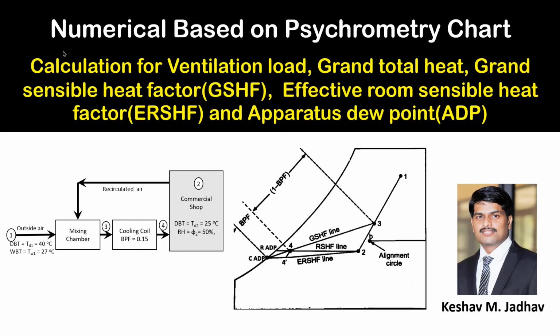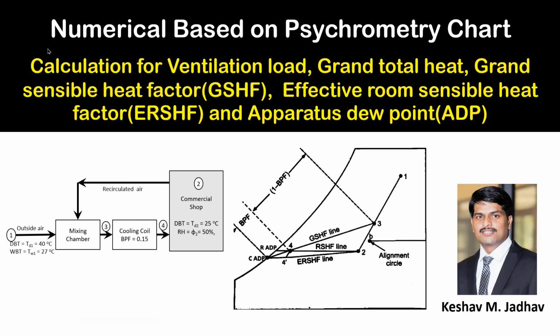My name is Keshav Jadhav, and in this video I will explain how to solve a numerical based on psychrometry chart in which we have to calculate ventilation load, grand total heat, grand sensible heat factor, that is GSHF, then effective room sensible heat factor, that is ERSHF, and apparatus dew point temperature, that is ADP. Also, I will explain how to draw effective room sensible heat factor line, then room sensible heat factor line, and grand sensible heat factor line.